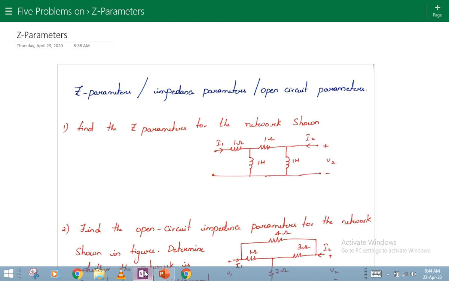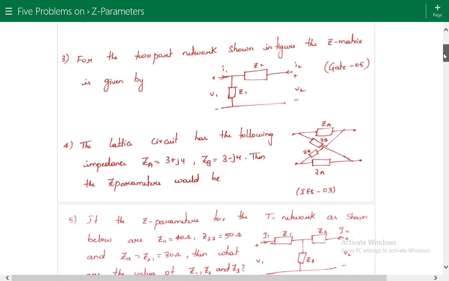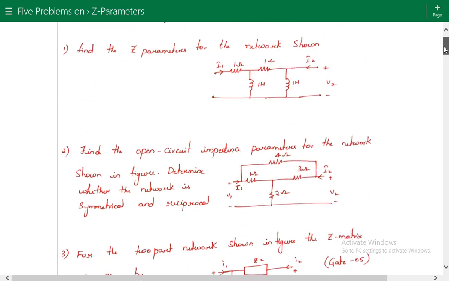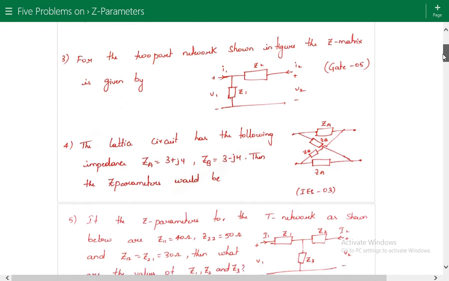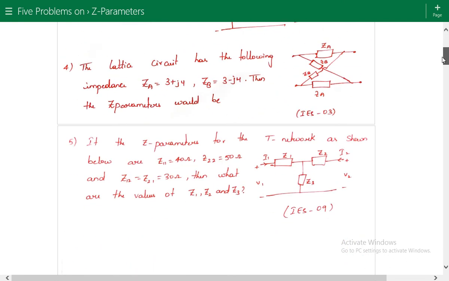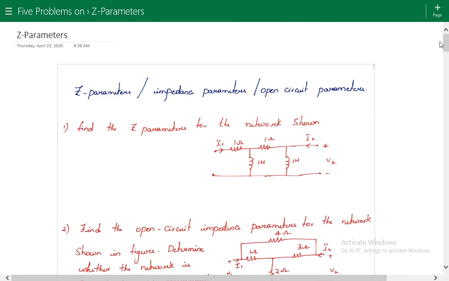In this lecture we are going to solve 5 problems on Z parameters. I have taken these problems from previous competitive exams and some from textbooks. The first two problems are from Ravish R. Singh, the third problem is from GATE, and the fourth and fifth problems are from previous IES examinations. So let us start with our lecture.